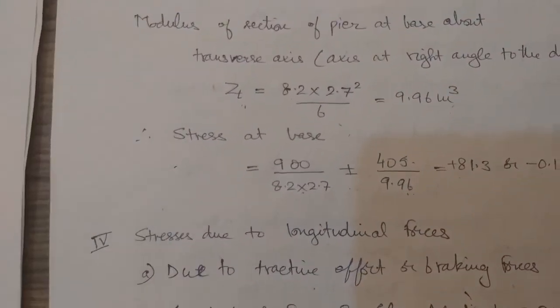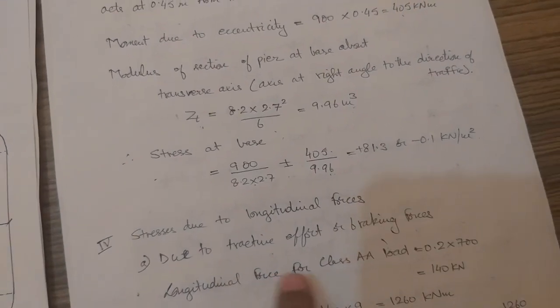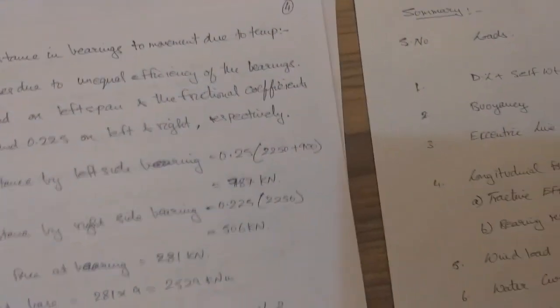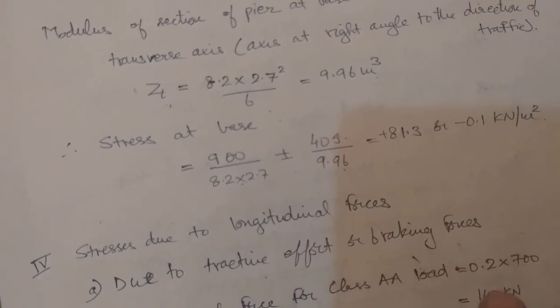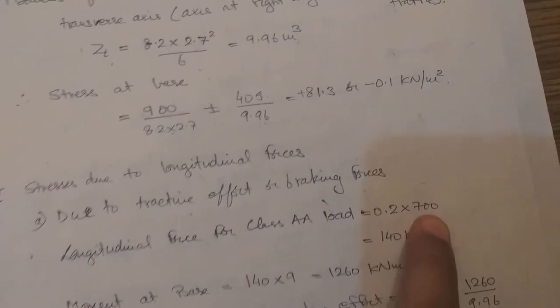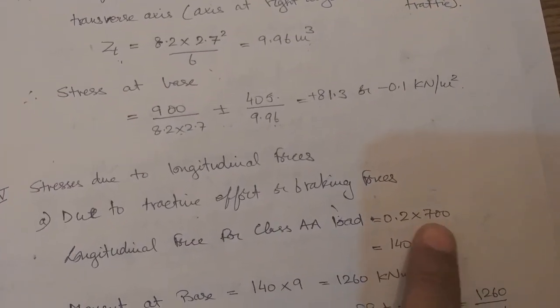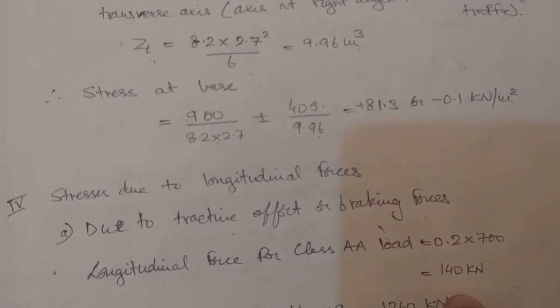Then next one is the stresses due to longitudinal forces. There are two types of longitudinal forces. One is the tractive effort, and the other is due to the movement of the bearings due to the temperatures. For the tractive effort or braking forces, they have considered class AA loading. For class AA loading, we know that for the tracked vehicle it is 700 kilonewton. 20% of the load has been taken for the braking effort, so it is 140 kilonewton.